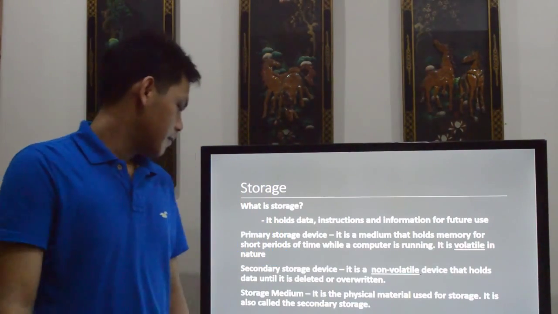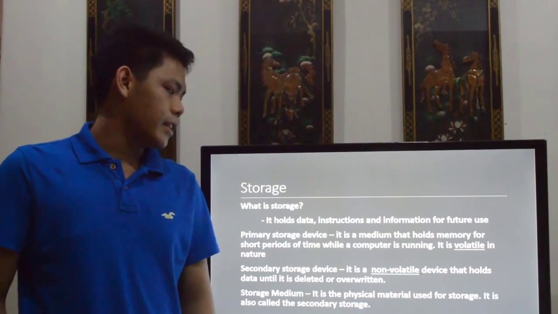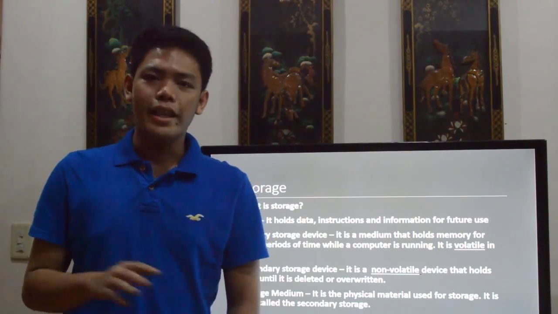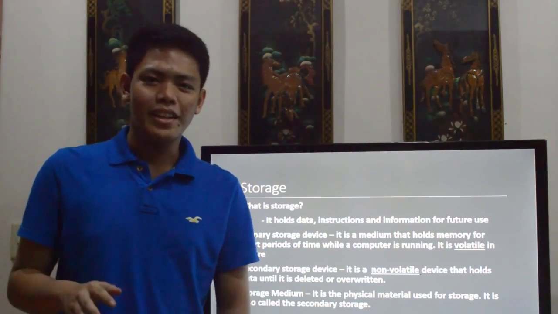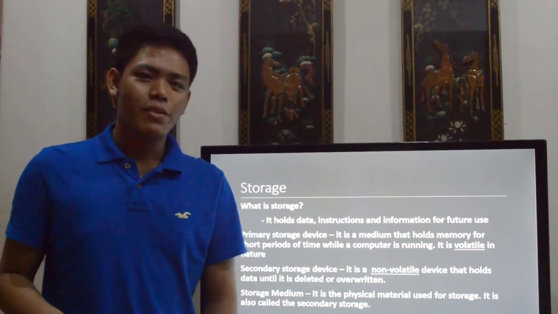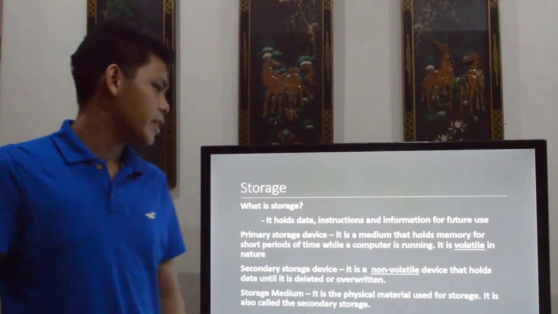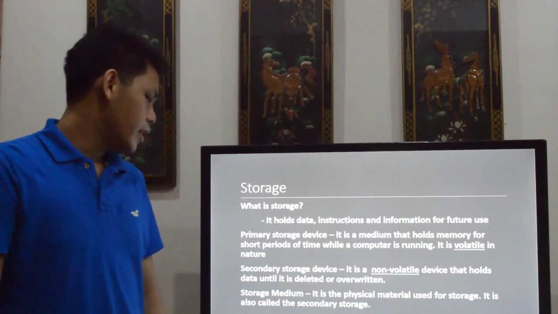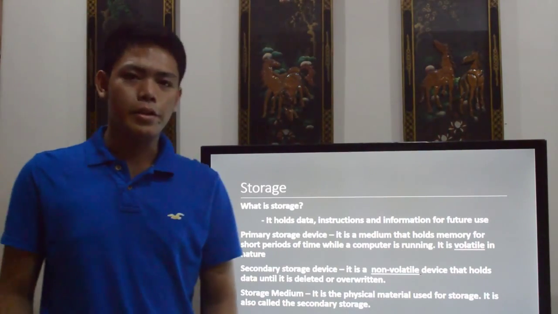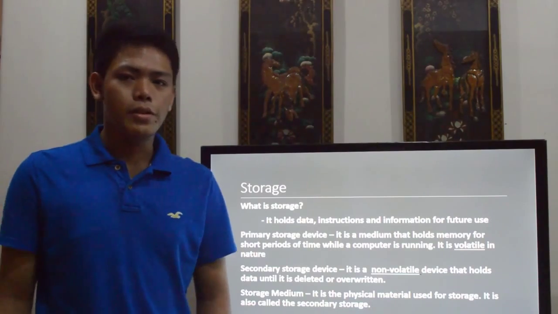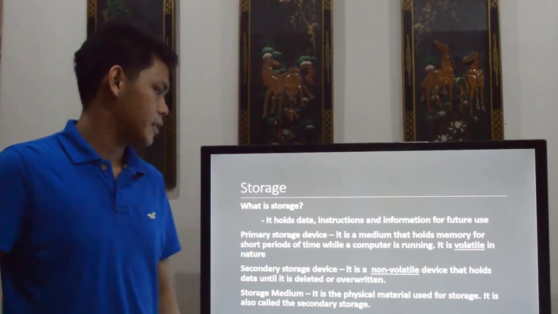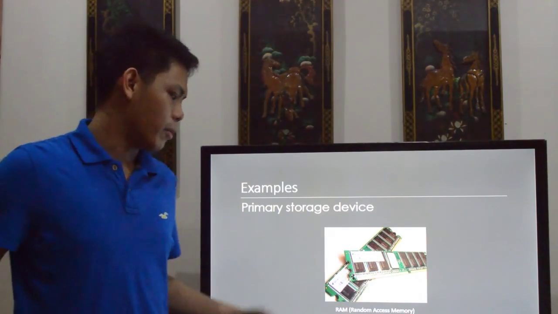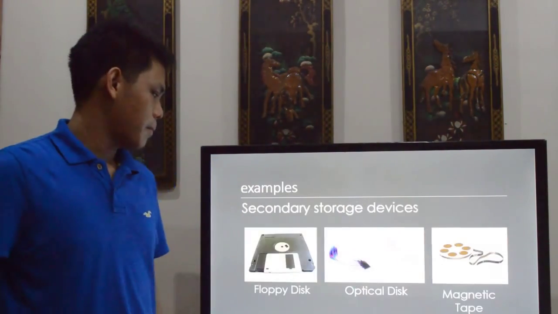Now, a secondary storage device is non-volatile, meaning even if the computer is turned off, all data and instructions stored in the secondary storage device will not be erased. It is a device that holds data until it is deleted or overwritten. A storage medium is the physical material used for storage, and it is also called the secondary storage device. An example of a primary storage device is the RAM, or random access memory.